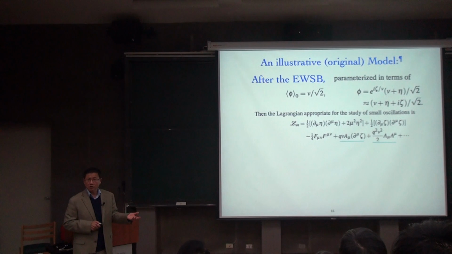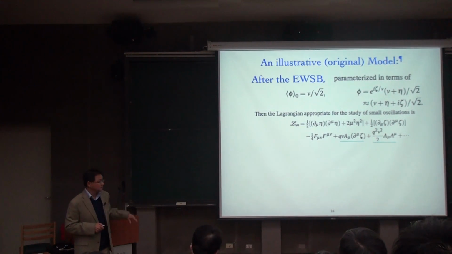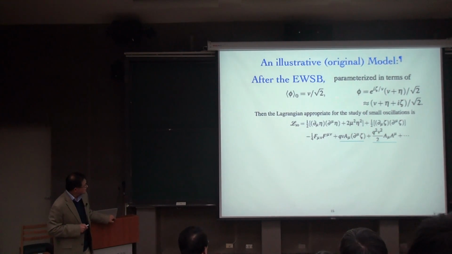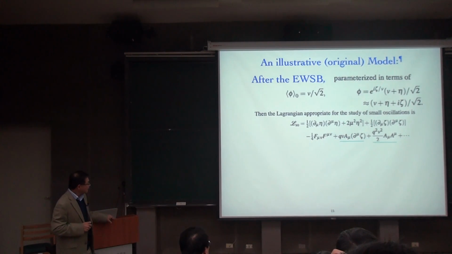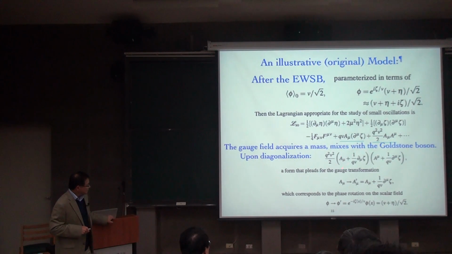Then if you continue to rewrite the theory, you expand the real world around the vacuum. That's what we always do in quantum mechanics. You do perturbation around the vacuum. When you do that, you'll find this imaginary field here has mixing with the A field. This is not canonically normalized, so it's no good. We have to make this diagonal. When we make this diagonal, it's simply this form.